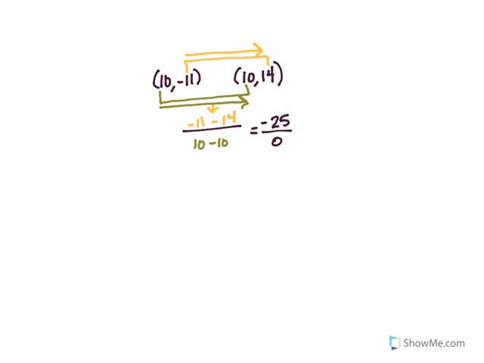10 minus 10 is 0, and remember we can't ever divide by 0, so just like our other problems, if we divide by 0, we say the slope is undefined. So when you divide by 0, you can't do that. It's going to give you an error if you try to do that on your calculator. It's always going to be undefined slope.